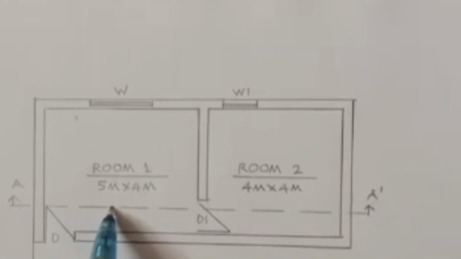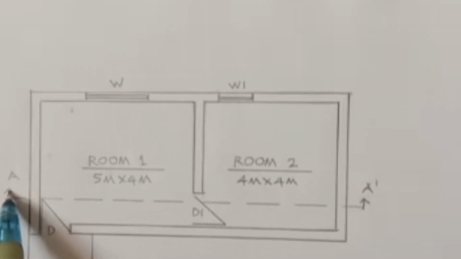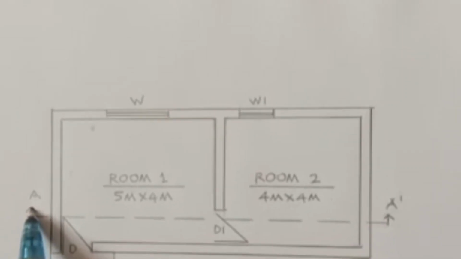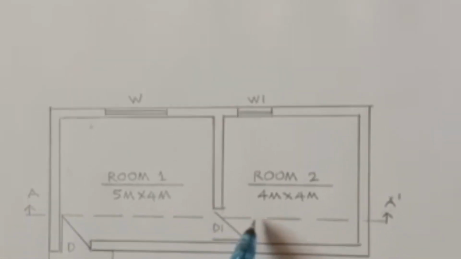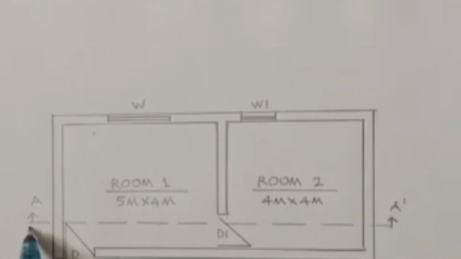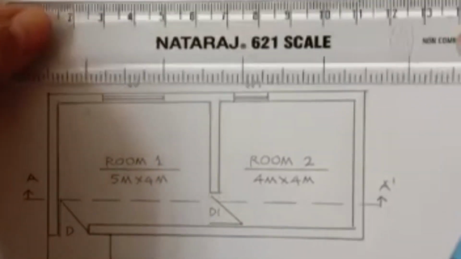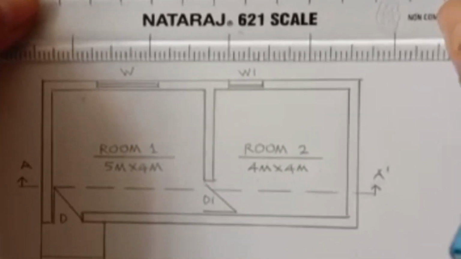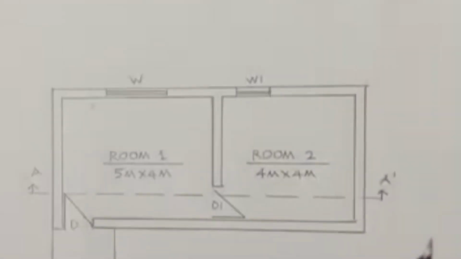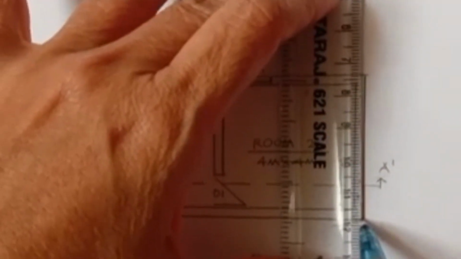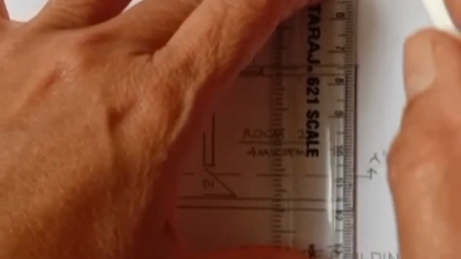Here is the section line AA dash with an arrow mark showing this way. So the building is cut at this line and looking this way, and we are going to draw the section. The first thing you will do is draw a parallel line to that section line AA dash, alright? And then start projecting the lines from the plan. All the section lines need to be projected as well as the elevation lines.